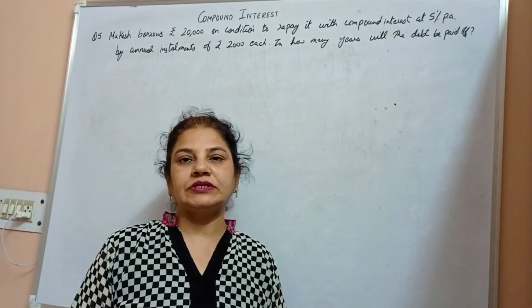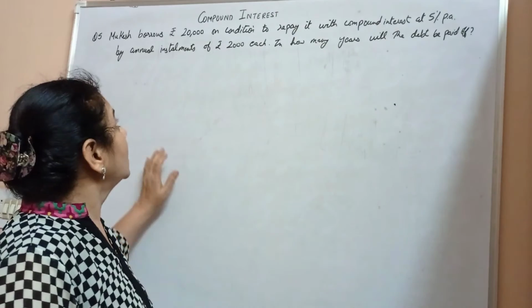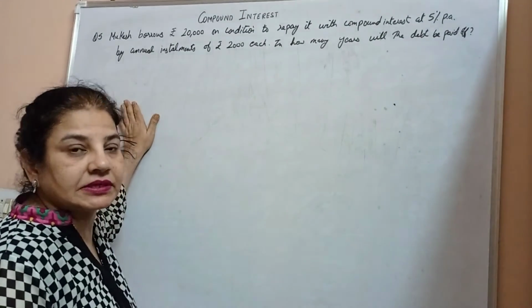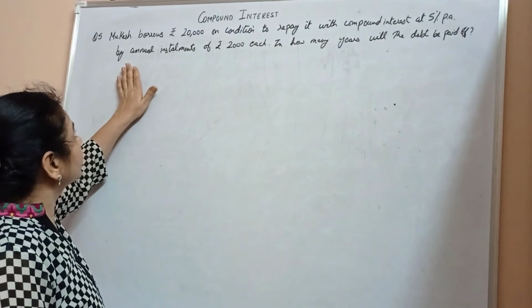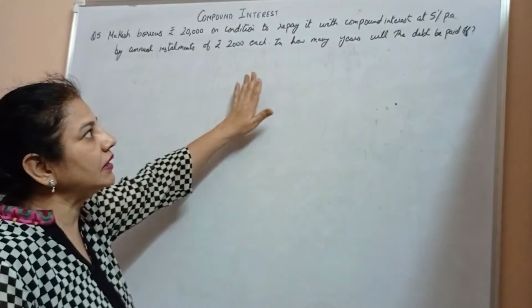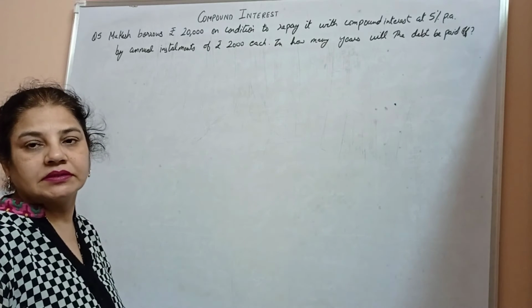Mukesh borrows rupees 20,000 on condition to repay it with compound interest at 5% per annum by annual installments of rupees 2,000 each. In how many years will the payment be returned?